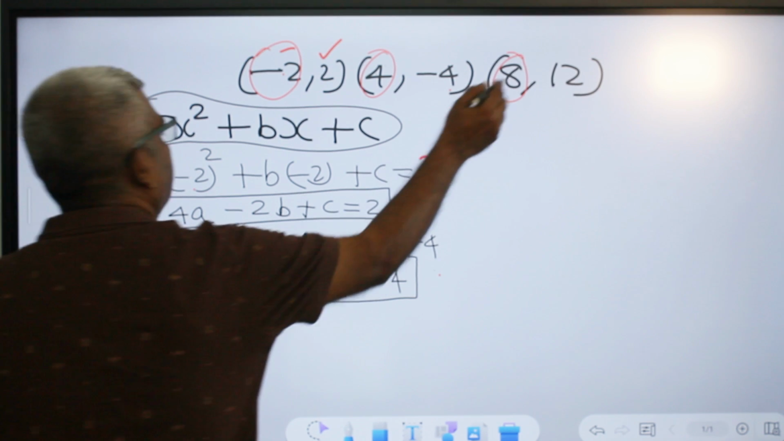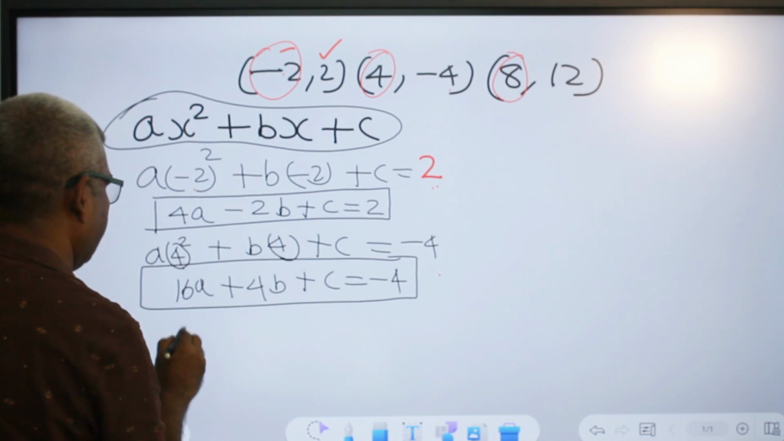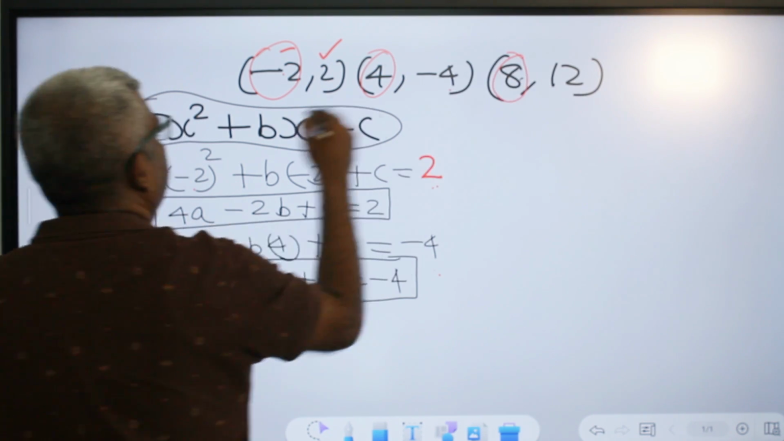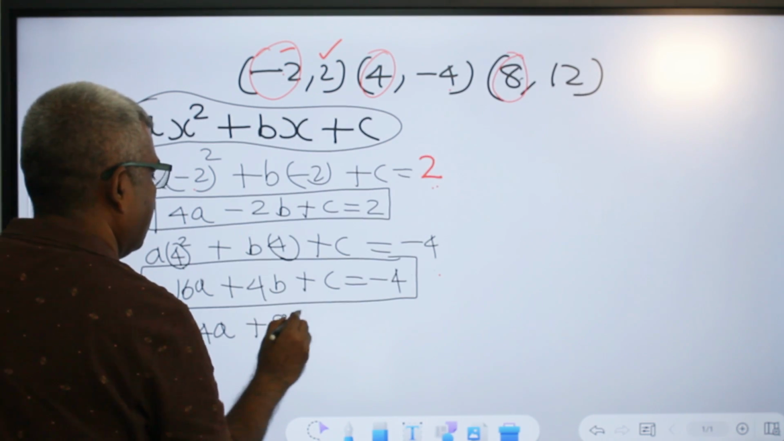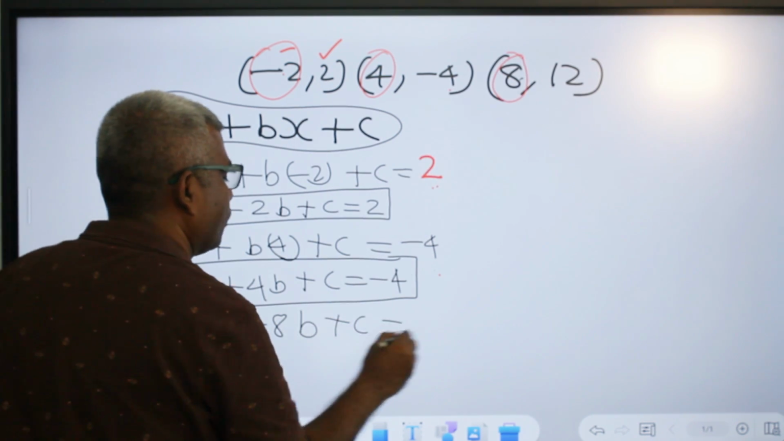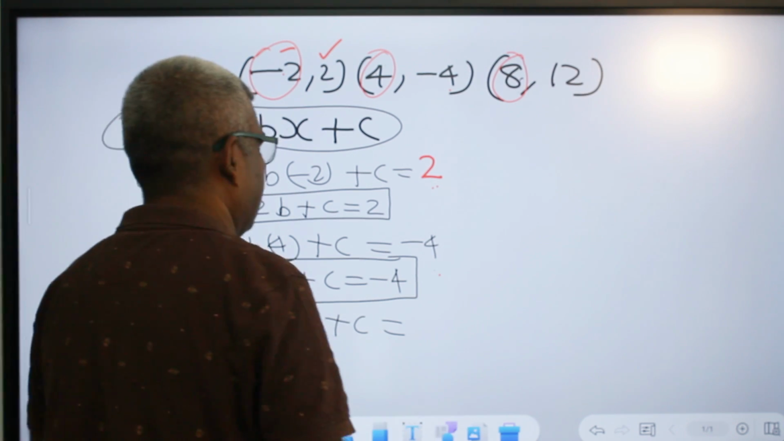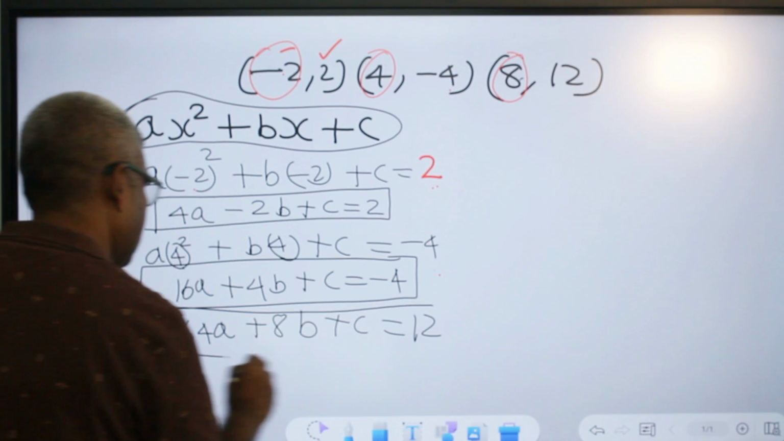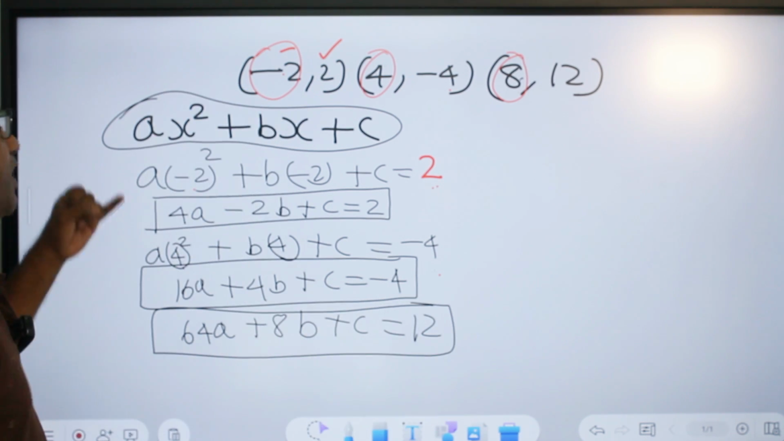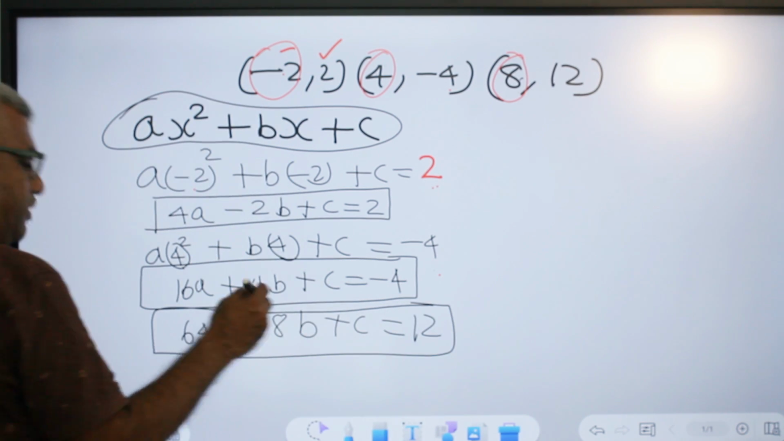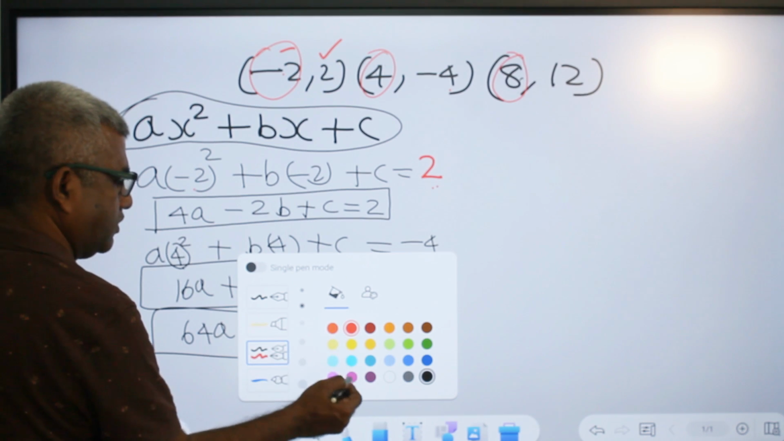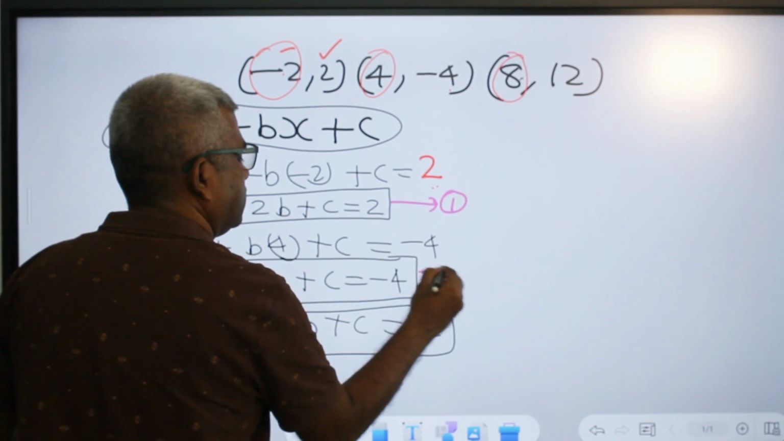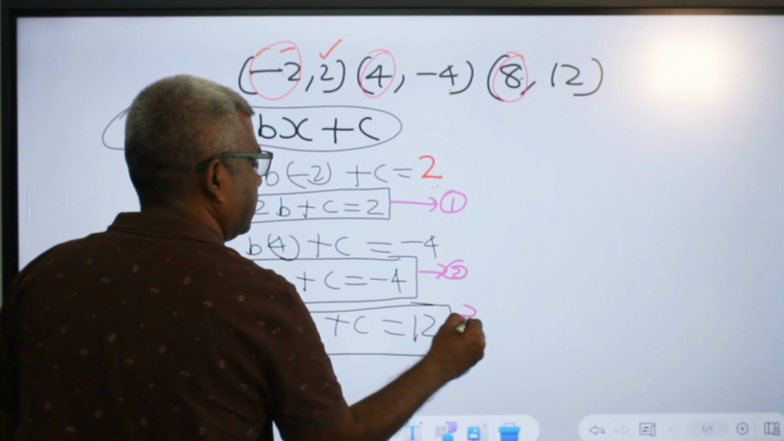Okay. 8 squared, 64a plus 8b plus c is equal to what? 12. So we framed 3 equations. One, 2, 3.